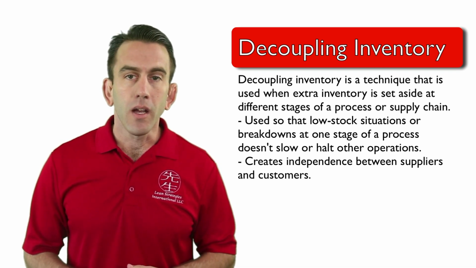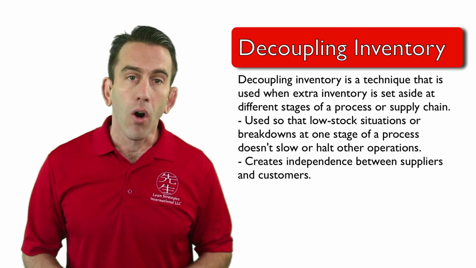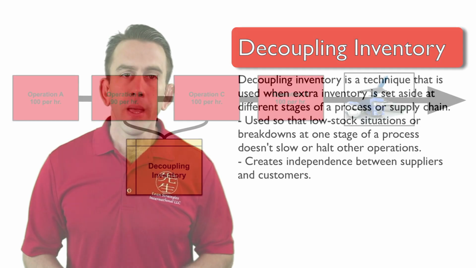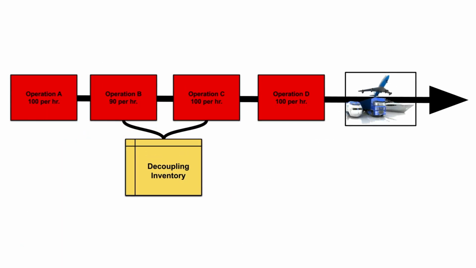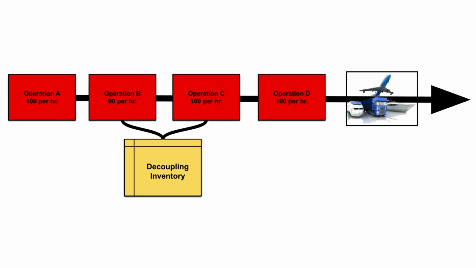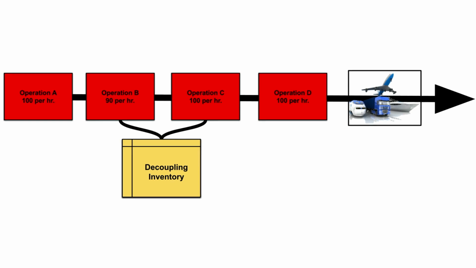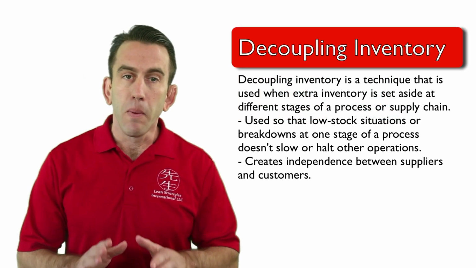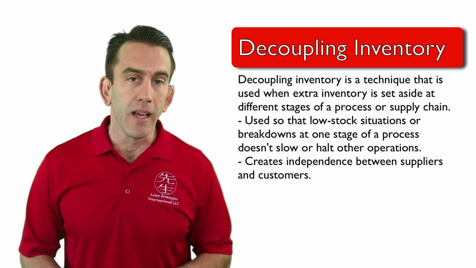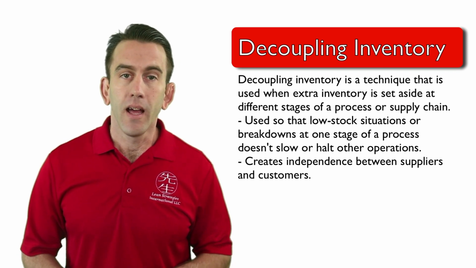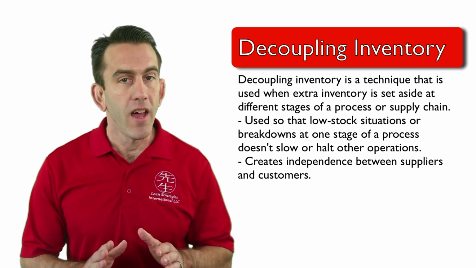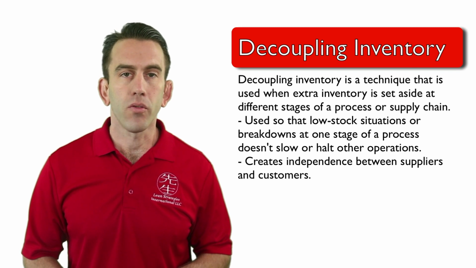Many companies decouple inventory to protect all stages of production. This means that even when one operation has delays or gaps in inventory, it does not affect other operations. In the most basic sense, decoupling allocates inventory at different operations to prevent bottlenecks or constraints.